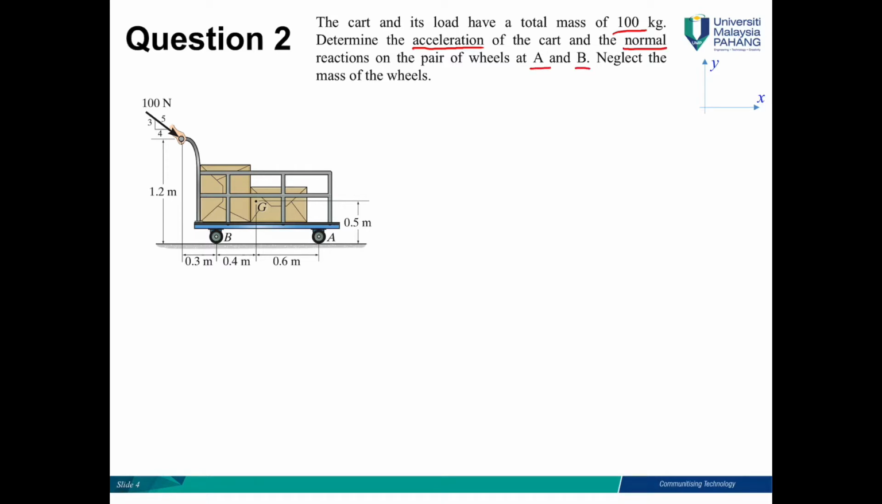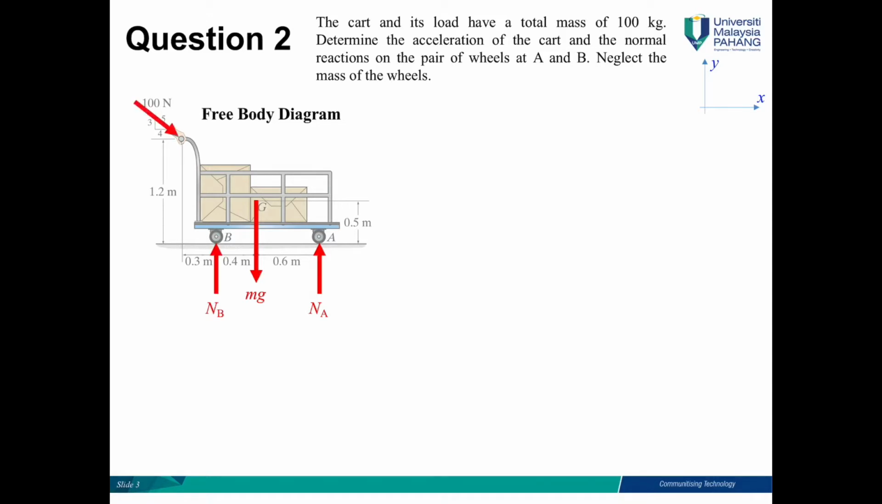So still the same like previous. We want to know what is the AG, the acceleration of the center of gravity of the card, and what is NA and NB. So remember, the first thing to do is always drawing the free body diagram. All right. So here we have the weight mg. We have the normal force at point A, we have the normal force at point B, and we have the 100 Newton force acting at an angle.